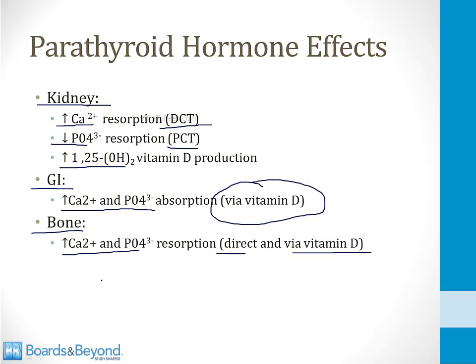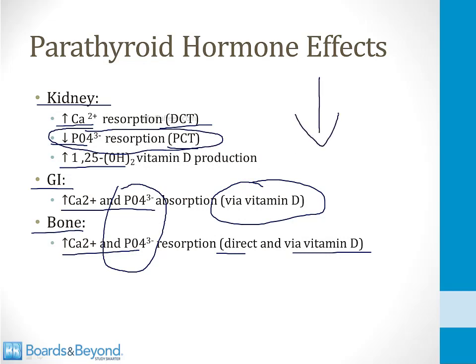Now this may confuse you because some of these effects show a rise in the phosphate level in the serum, whereas the kidney will excrete more phosphate. You should always remember that the net effect of parathyroid hormone is to lower the amount of phosphate in the serum, even though it is increasing the absorption in the GI tract and the resorption in the bones.